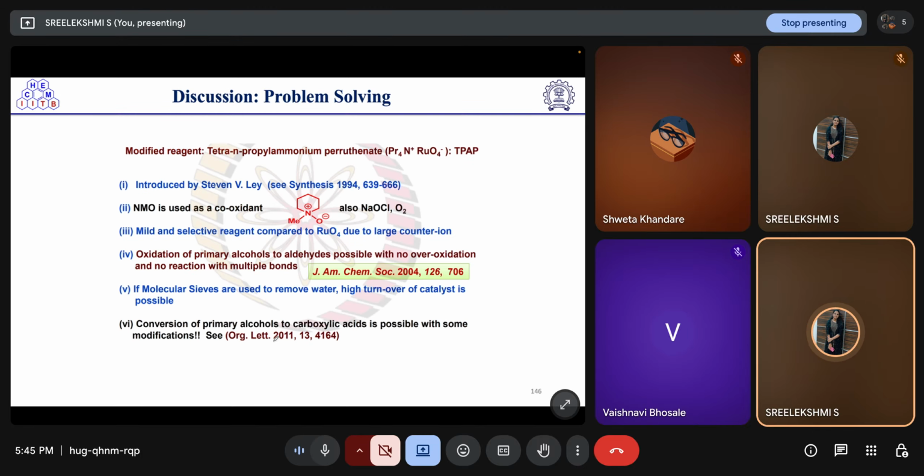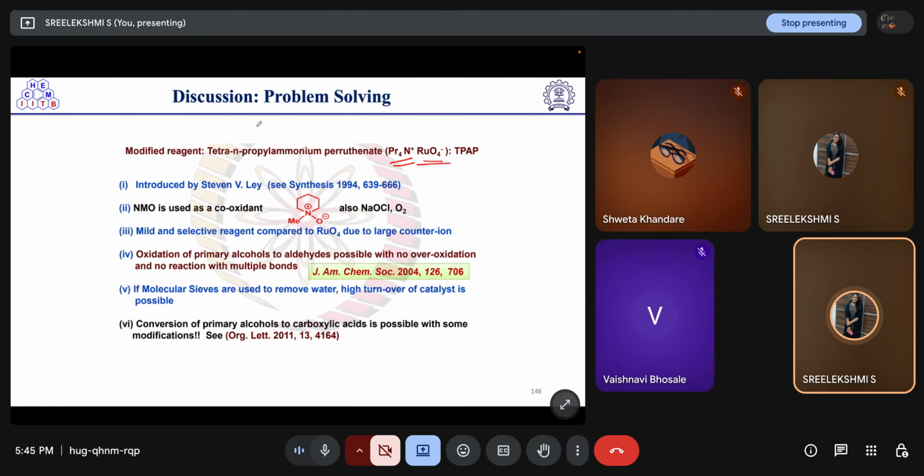Another modified reagent, a ruthenium based oxidizing reagent, is tetra n propyl ammonium perruthenate. We will call it TPAP. So this is the structure. The tetra n propyl ammonium ion is there, and then ruthenate is also there.